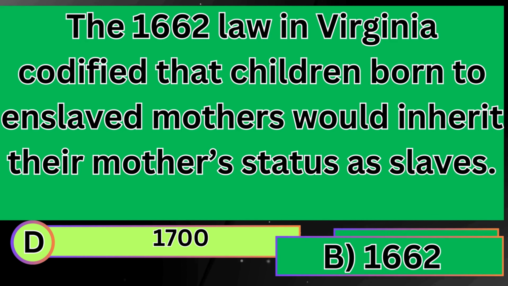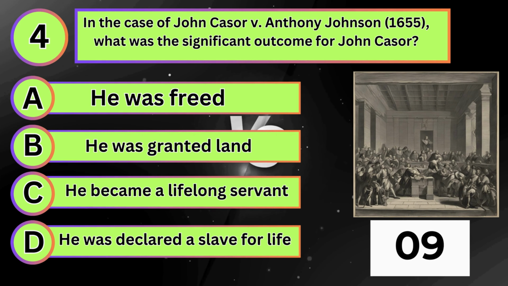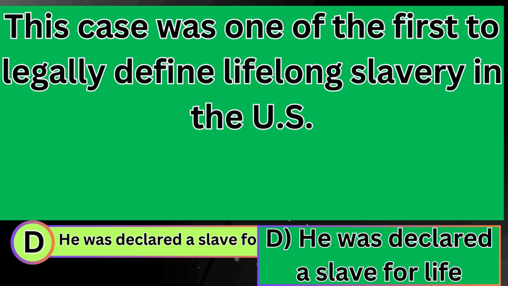In the case of John Casor versus Anthony Johnson, 1655, what was the significant outcome for John Casor? D. He was declared a slave for life. This case was one of the first to legally define lifelong slavery in the U.S.